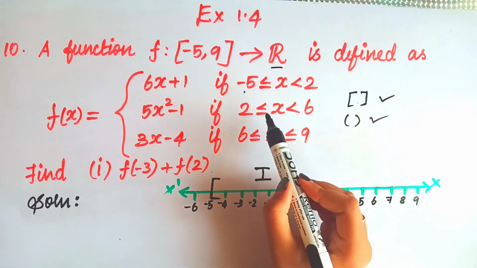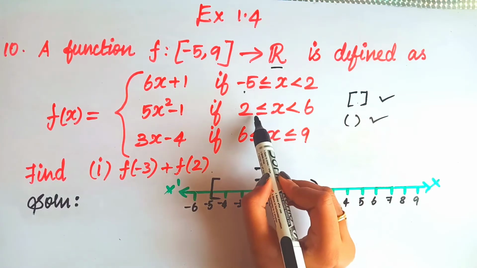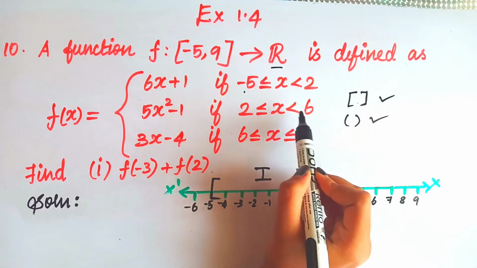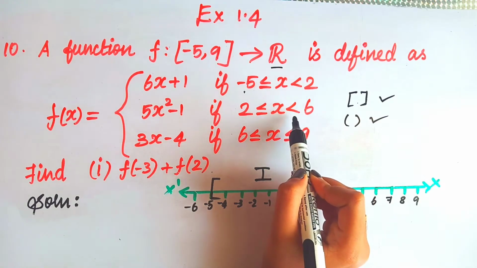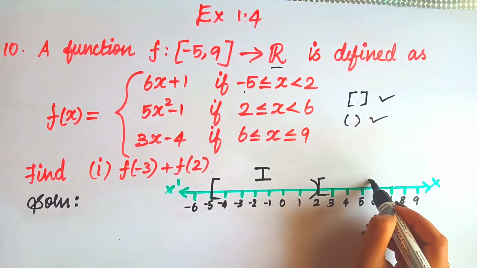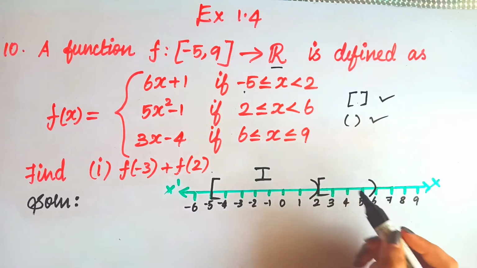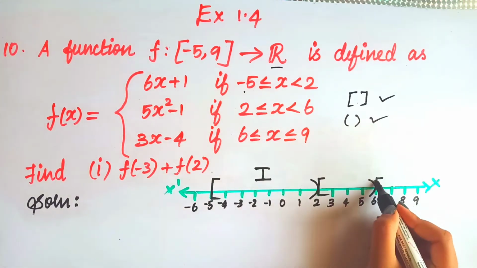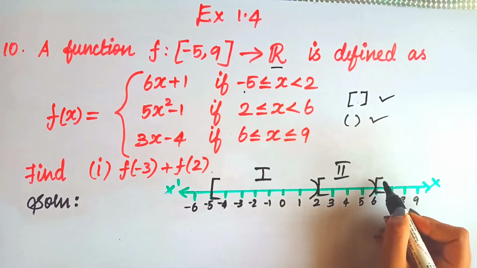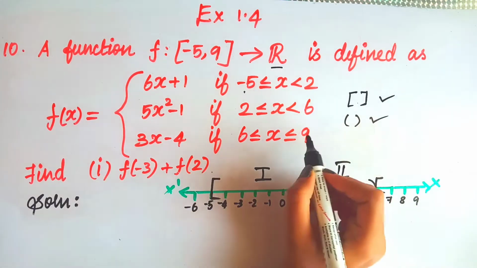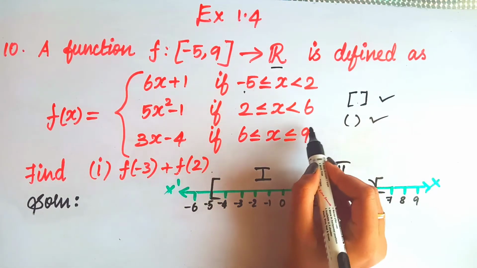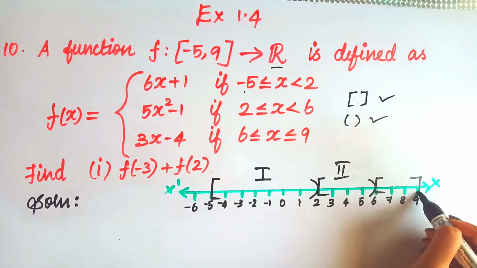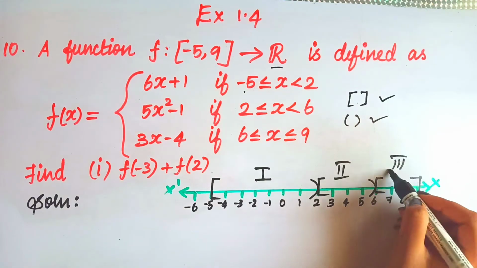So let's see the second interval, 2 less than or equal to x. It has an equal sign, so we use the closed interval. x is less than 6. Here we don't have an equal sign, so we put an open interval in the place of 6. So this is our second interval. Then we have 6 less than or equal to x less than or equal to 9. From 6 we use the closed interval, and since there is an equal to, we use the closed interval at the place of 9, and this is our third interval.